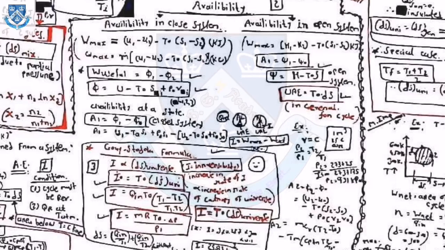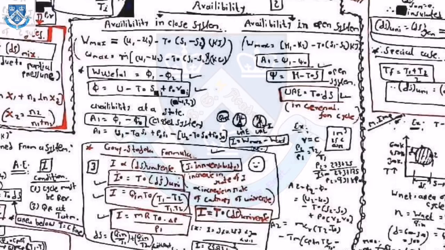And second, for availability in an open system, W max is equal to H1 minus H2 minus T0 into S1 minus S2, which is in kilojoule. A1 is equal to psi1 minus psi0, and psi is equal to H minus T naught S, which is the equation of open system availability. And UA is equal to T naught into ds. In general, for cycles, UA represents unavailable energy.